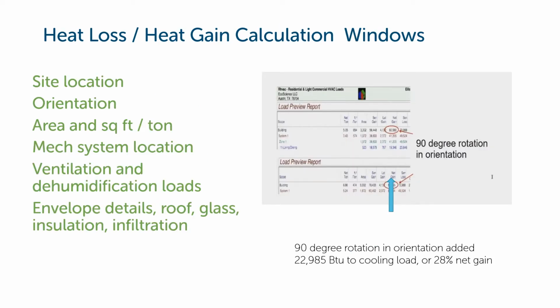Windows play a big part in the heat load and heat gain in a building. Now it's hard to read the numbers on this graphic, but it's showing that getting the orientation of the building wrong by 90 degrees increased the net heat gain by 28%. This would make a catastrophic difference in cooling loads, and oversizing a cooling system by 28% is probably going to result in poor dehumidification, occupant discomfort, and high energy use. And, just let's get it right. It makes a big difference.